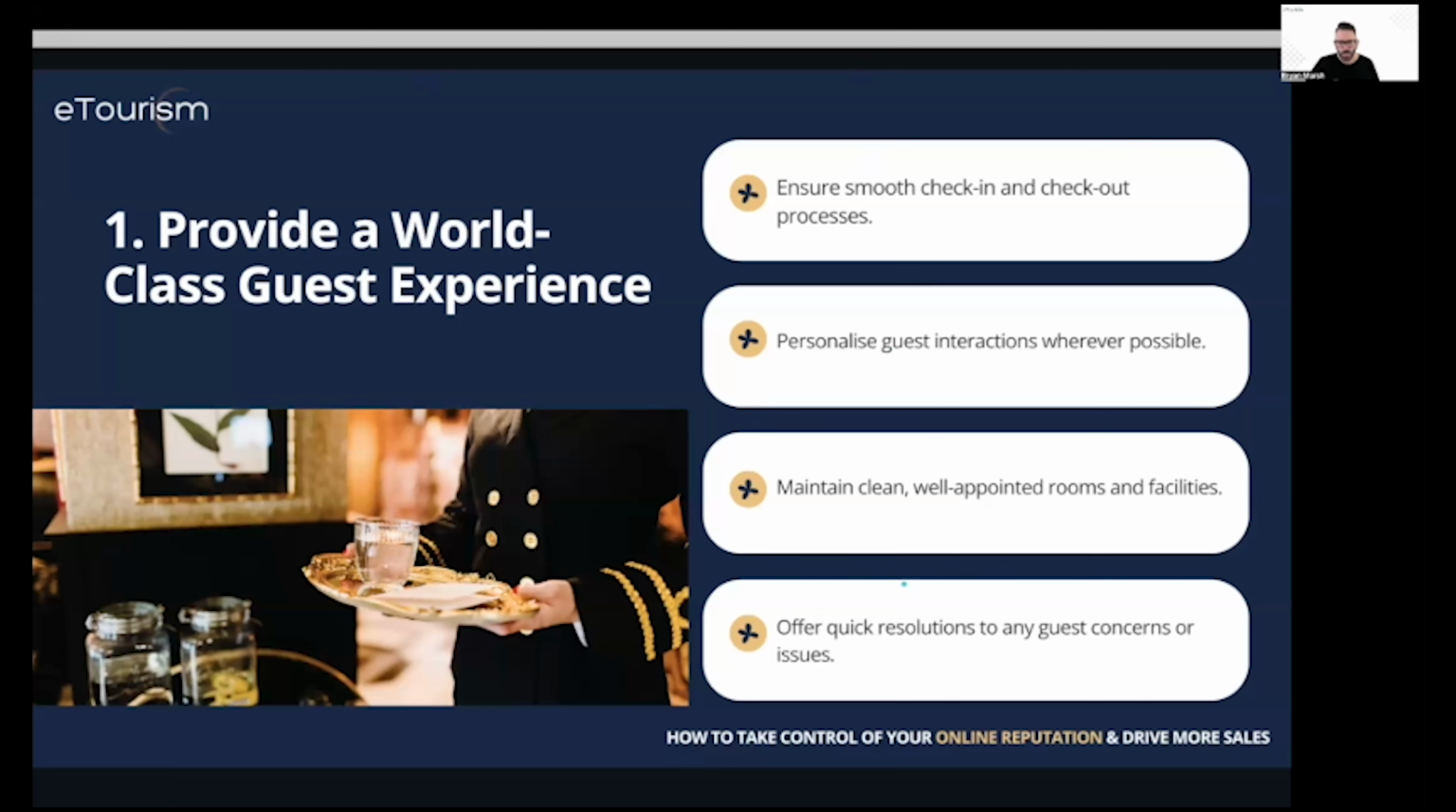Maintain clean and well-appointed rooms and facilities. Nothing will drive more negative reviews than dirtiness or untidiness or things that haven't been kept clean or in good condition. Offer quick resolutions to any guest concerns or issues.